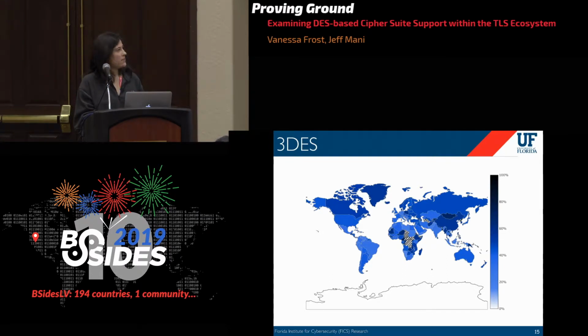We do see some countries that don't fit this pattern. For example, Kazakhstan supports actually less triple DES than they support DES 40. Not to single out Kazakhstan, it was just a fun country to look at.